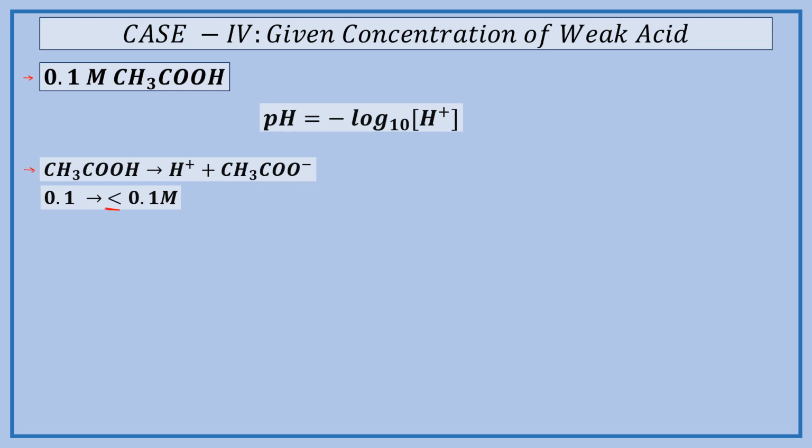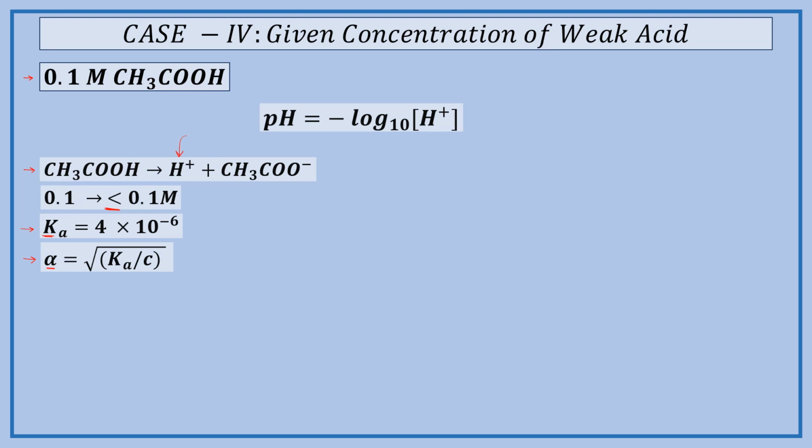To calculate the exact value of H plus ion concentration, we will require information about the acid. This is represented in the form of the ionization constant of an acid. For acetic acid, it is equal to 4 times 10 to the power minus 6. This ionization constant can be related to the degree of dissociation alpha with this equation: alpha equals root over Ka upon C.